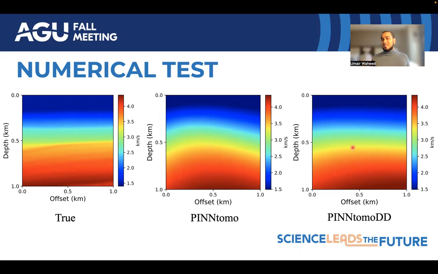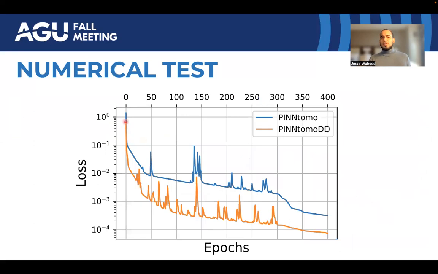Now, one thing to note here is that the starting model for both algorithms, PINNTomo and PINNTomoDD, was chosen randomly. This is one of the advantages: the method is quite robust to bad initial velocity model choices. Therefore, we choose something really random and show that we can converge very close to the actual solution. And here are the loss curves. In blue is the loss curve for PINNTomo, which shows that it takes a while before it converges to a loss value that PINNTomoDD converges to much faster.